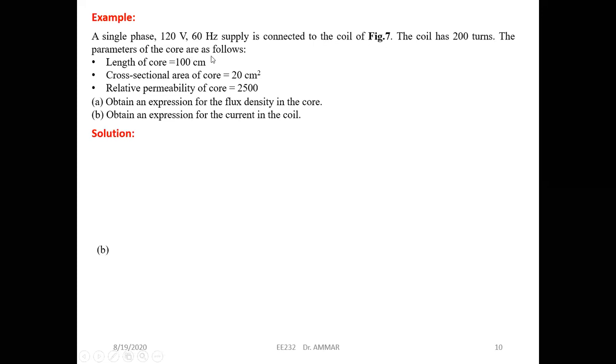The parameters of the core are as follows. The length of the core, which is the path of the flux, is 100 centimeters. The cross-section area is 20 centimeters squared. The relative permeability of the core is 2500. Obtain the expression of the flux density in this core. Yes, that voltage is RMS.